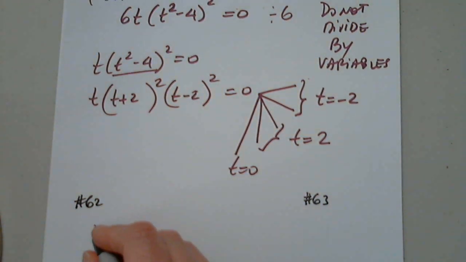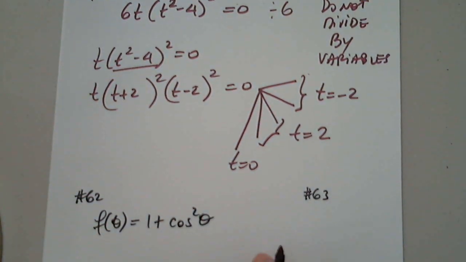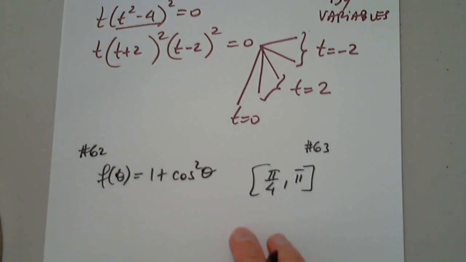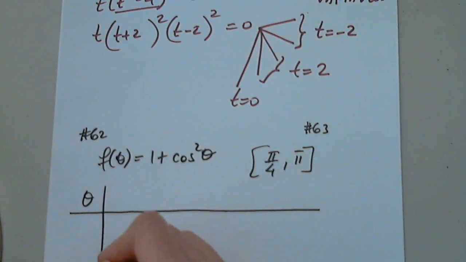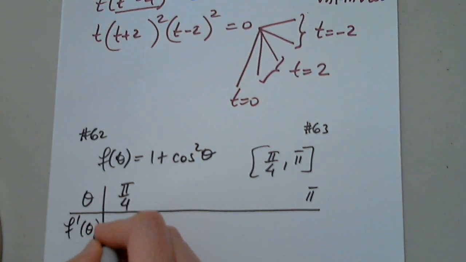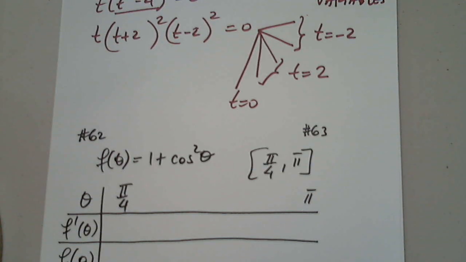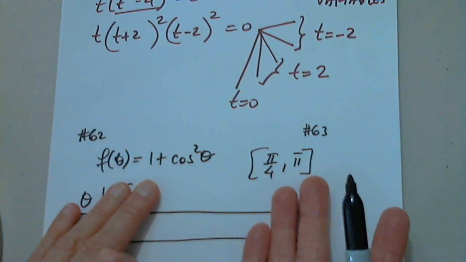So 62, you said f of theta equals 1 plus cosine squared theta, and the interval is pi/4 to pi. So half of the first quadrant and the entire second quadrant. Fine. I get my table going. Theta this time from pi/4 to pi, and f prime of theta, and of course f of theta. Good.